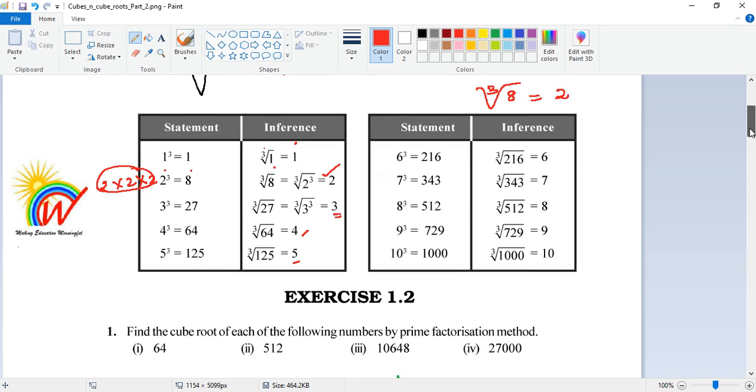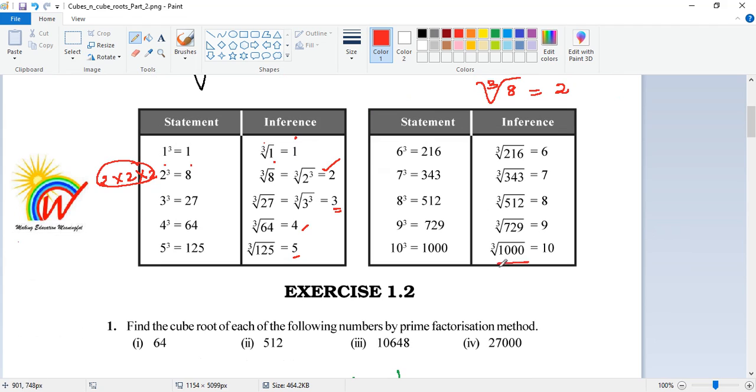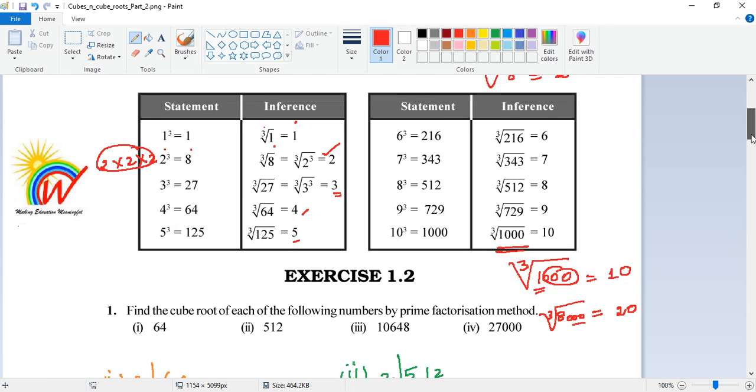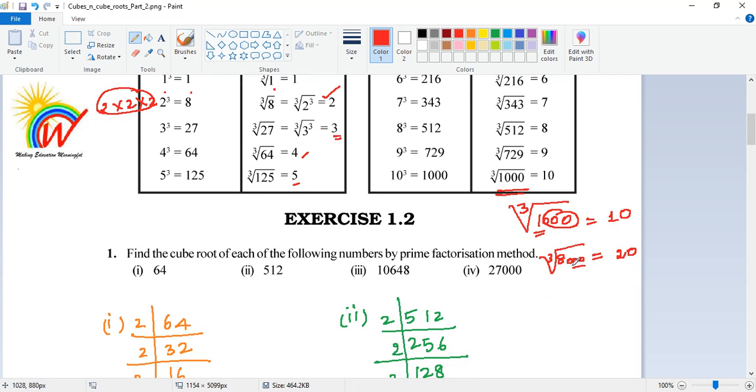Now come to cube root of 1000. When a number ends with zeros, if you have 3 zeros, these 3 zeros will come out as 1 zero. So cube root of 1000 is going to be 10, a 0 for the 3 zeros and 1 for the 1. Now if I ask you the cube root of 8000, the 3 zeros will come out as 1 zero, and cube root of 8 is 2, so the answer is 20. So each 3 zeros will come out as 1 zero.